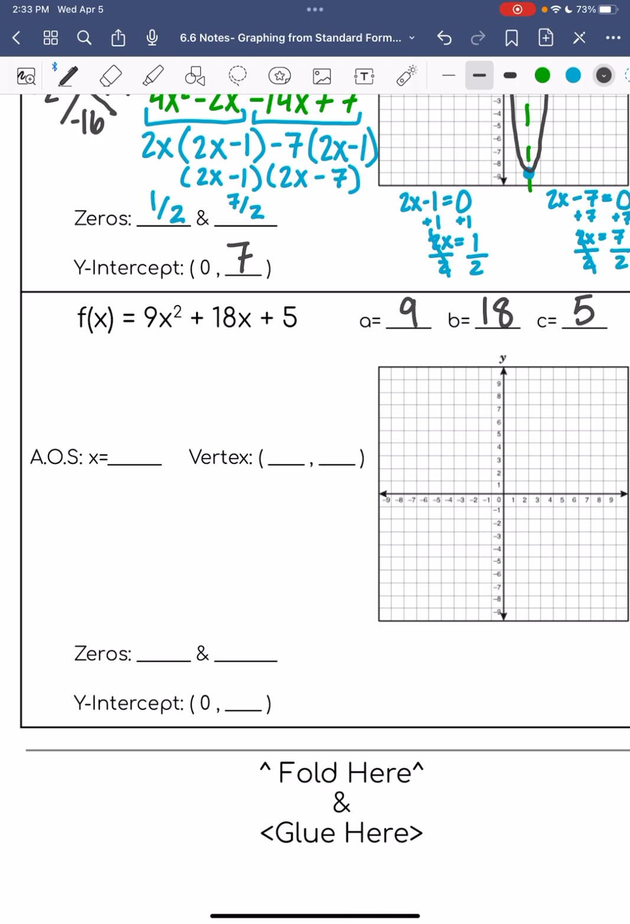To find my axis of symmetry, I can do x equals negative b over 2a. So my b value is 18, so that's going to be negative 18 over 2 times my a value, which is 2 times 9. 2 times 9 is 18, so now I've got negative 18 over positive 18, which is negative 1. That is also the x of my vertex, and I can go graph it just with a dotted line.